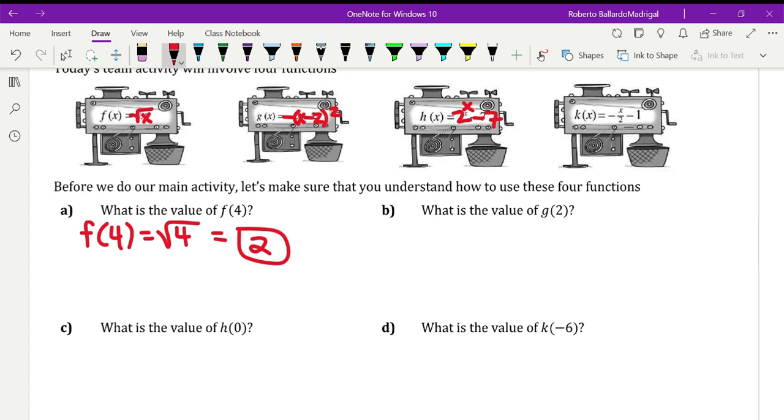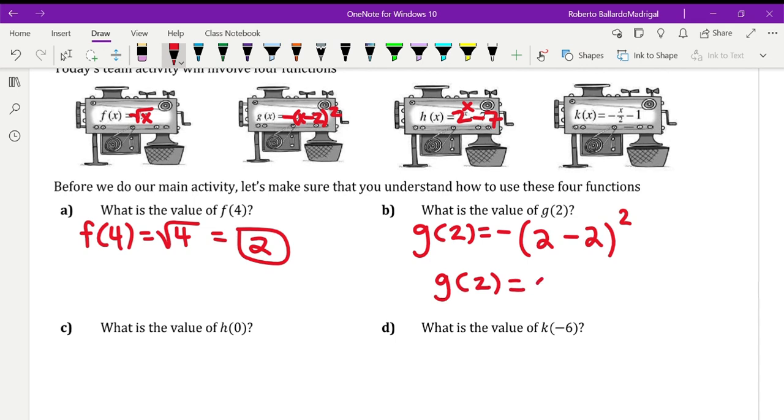We're good so far. G of 2. If we want to find g of 2, then that means we want to plug in 2 in place of x. That is negative parentheses 2 minus 2 to the second power. Well, it turns out that 2 minus 2 is what? 0. And anything times 0 will be 0. So we're going to find that g of 2 is actually equal to 0.